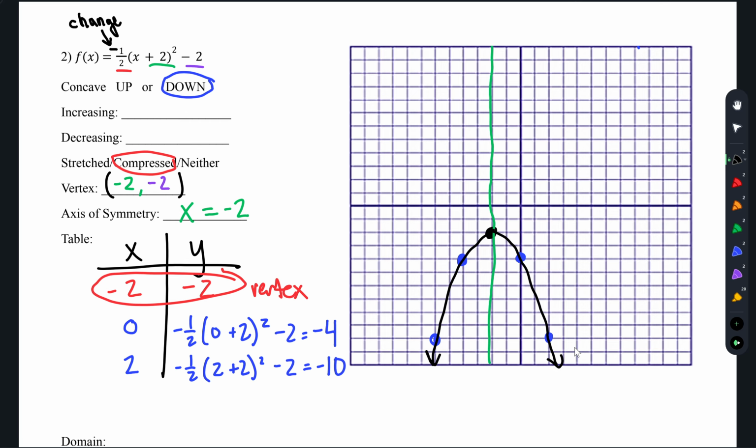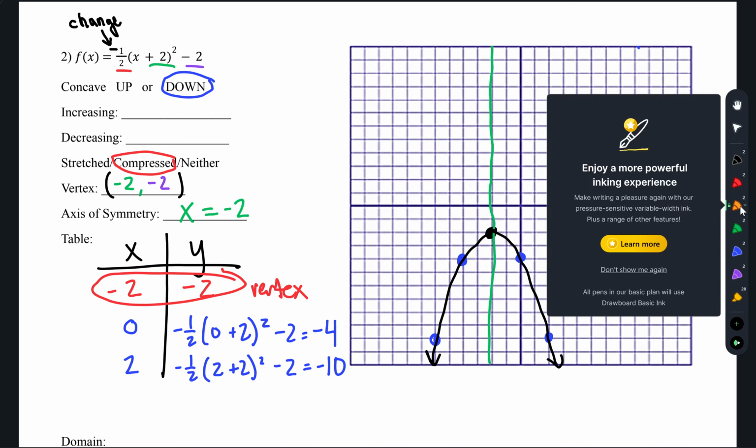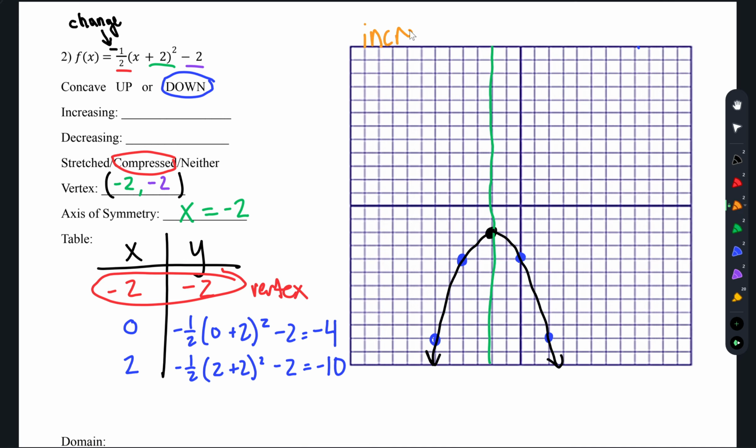Where is this graph increasing? Remember, we're reading this like a book. So I'm going from left to right. If I start on the left side here, is it going up or is it going down? This one's going up. So this side is my increasing side, even though those arrows are pointing down. So I'm increasing until I hit my vertex, which is at negative 2. And then I start going downwards. So once I start going downwards, that's decreasing.